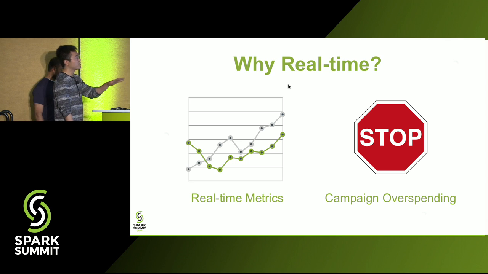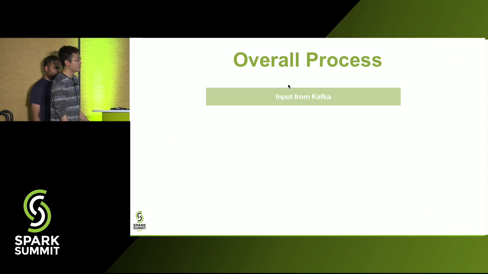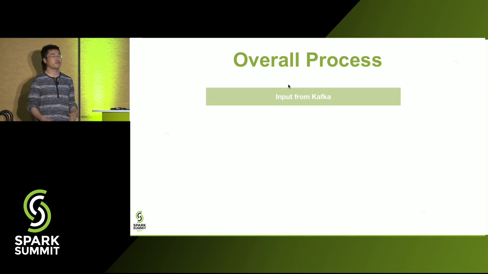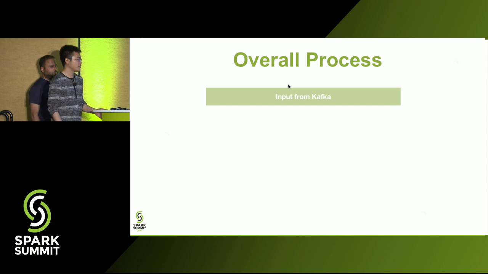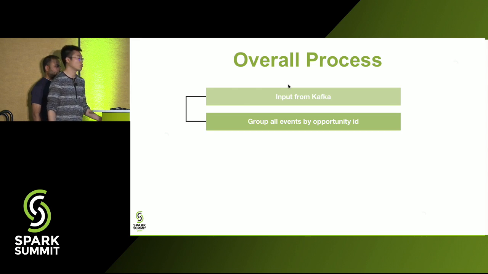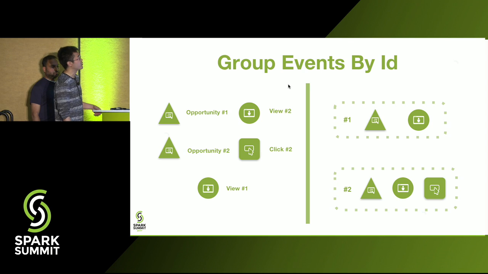So to meet these two key business requirements, we designed our new real-time pipeline using Spark. Here is the overall process of it. All of those logs, the three types of logs, opportunity, view, and click, we put them into different Kafka topics. Our Spark program will basically tail those logs. Then in the next step, we group all those events by the opportunity ID. If you remember the previous slides, for each event there is an ID attached to it, and some of them have the same ID. Essentially, after this second step, all those events will be grouped by their opportunity ID.